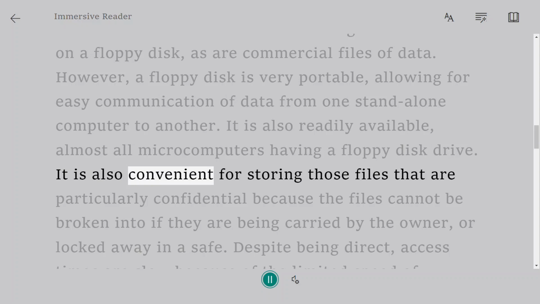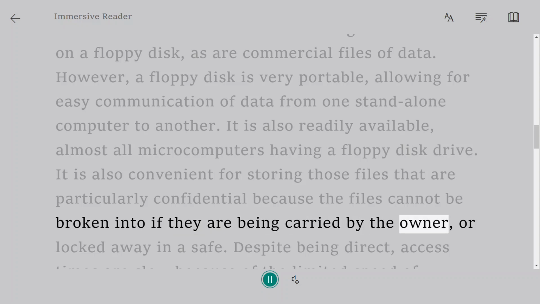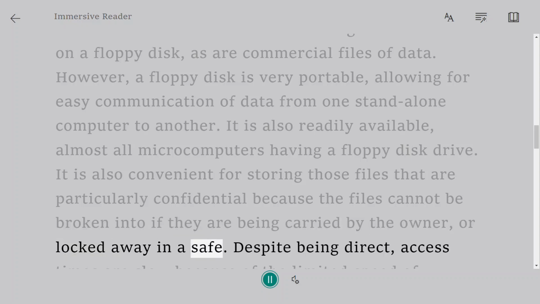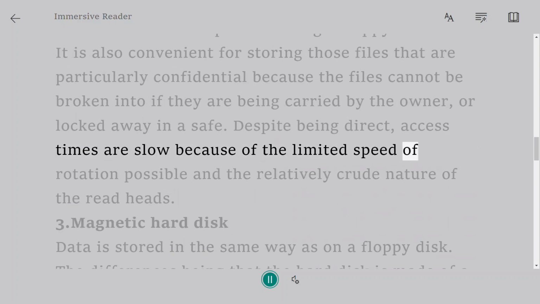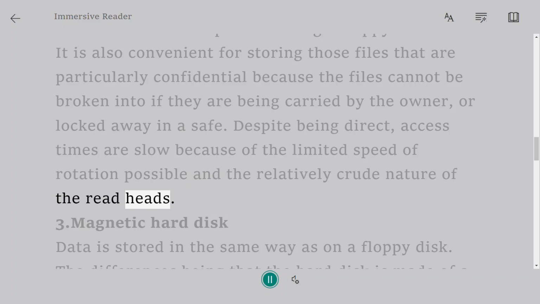It is also convenient for storing those files that are particularly confidential because the files cannot be broken into if they are being carried by the owner or locked away in a safe. Despite being direct, access times are slow because of the limited speed of rotation possible and the relatively crude nature of the read heads.